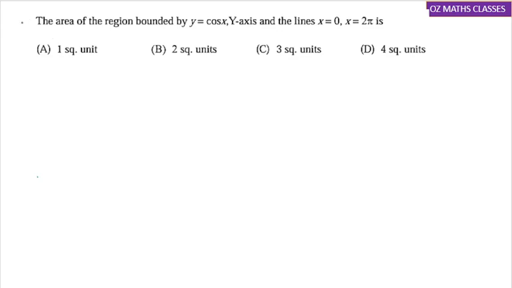Next, question number 6. Find the area of the region bounded by y equal to cos x, the y axis, and the line x equal to 0. So here x is moving from 0 to 2 pi. Just draw the graph if you can.